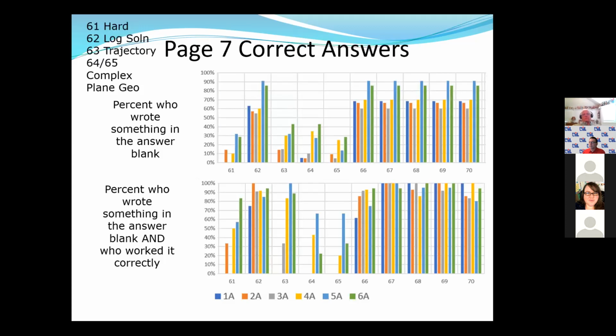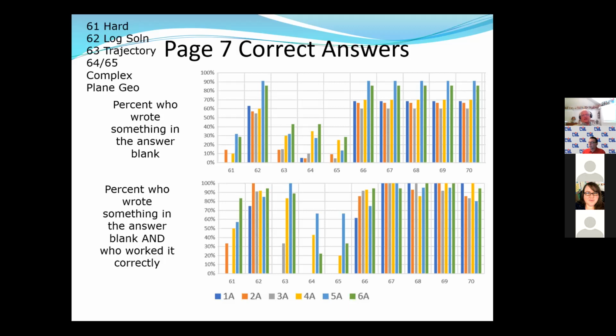Now here's page 7. Only about two thirds of the contestants tried to work problems 66 through 70. And again, that's because of making strategic decisions to stop working the test early in problem numbers.